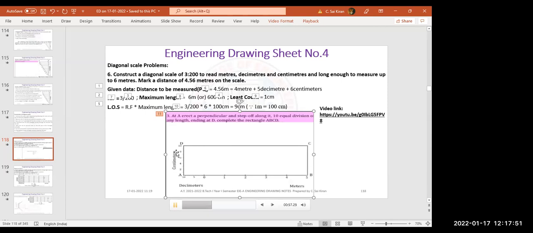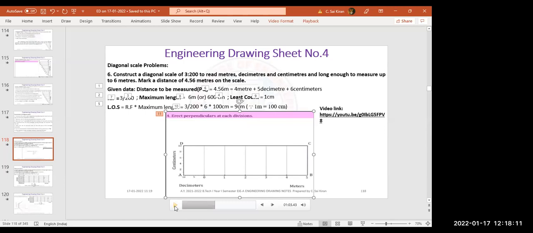After creating rectangle, you have to write here as centimeters. So this is main unit, subunit, sub of subunit you have to write. Then draw the vertical line from each division. 0 to vertical line, 1 to vertical line, 2 vertical line, 3, 4, 5. You have to draw this vertical line.